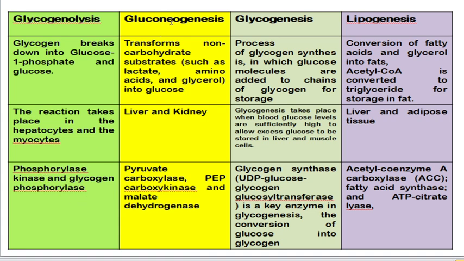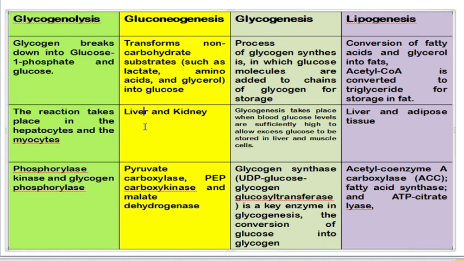Next, gluconeogenesis. It transforms non-carbohydrate substances like lactate, amino acids, and glycerol into glucose, and this mechanism occurs in the kidney and liver. The regulatory enzymes involved in this process are pyruvate carboxylase, phosphoenolpyruvate carboxykinase, and malate dehydrogenase.